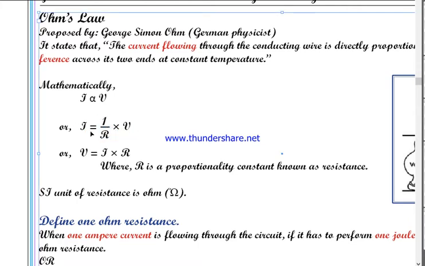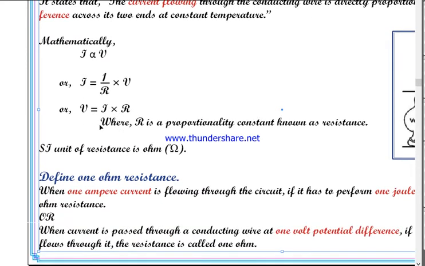By cross multiplying, R will be multiplied with I, isn't it? So you get V equals to I into R. And this formula is also very easy to remember.